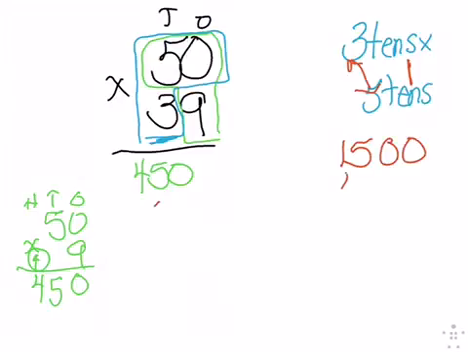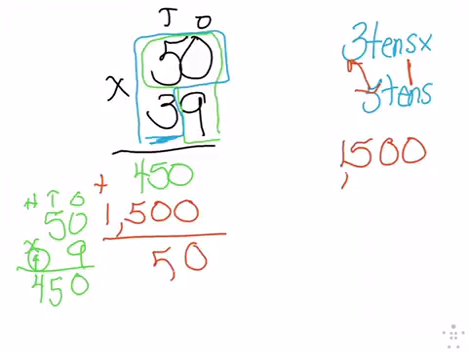1,500. I always say put out your zeros first so you don't get unorganized. And then you add them up. 0 plus 0 is 0. 5 plus 0 is 5. 4 plus 5 is 9. 1 plus nothing is 1. So the answer to 50 times 39 is 1,950. Please go ahead and meet up with a partner to do your problem set. Good luck!